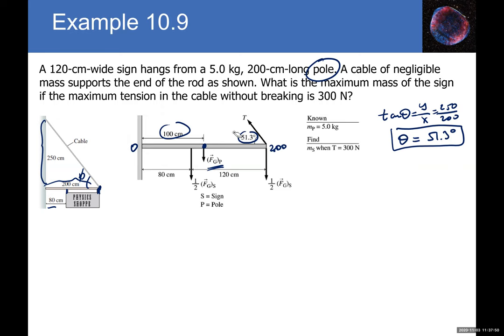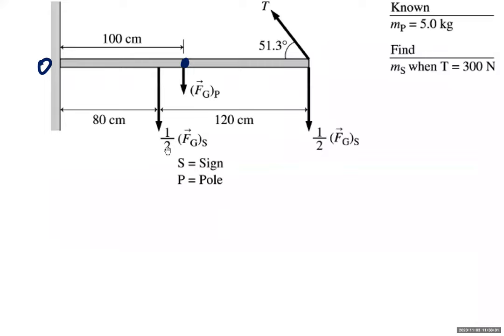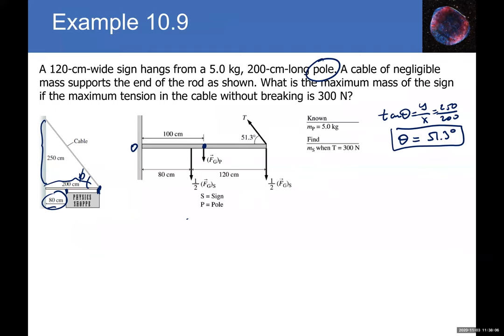Now there's also a sign, and the sign is acting at two different places. One is right here, which is 80 centimeters from the wall, and here's another point. Because it has two cables connected to the pole, its weight is distributed between those two tensions, so each one carries half of the weight of the sign. If I connected the sign to the pole with one cable, it would pull down on the pole with all of its weight. With two cables, it pulls down at two different places, with only half of its weight each.